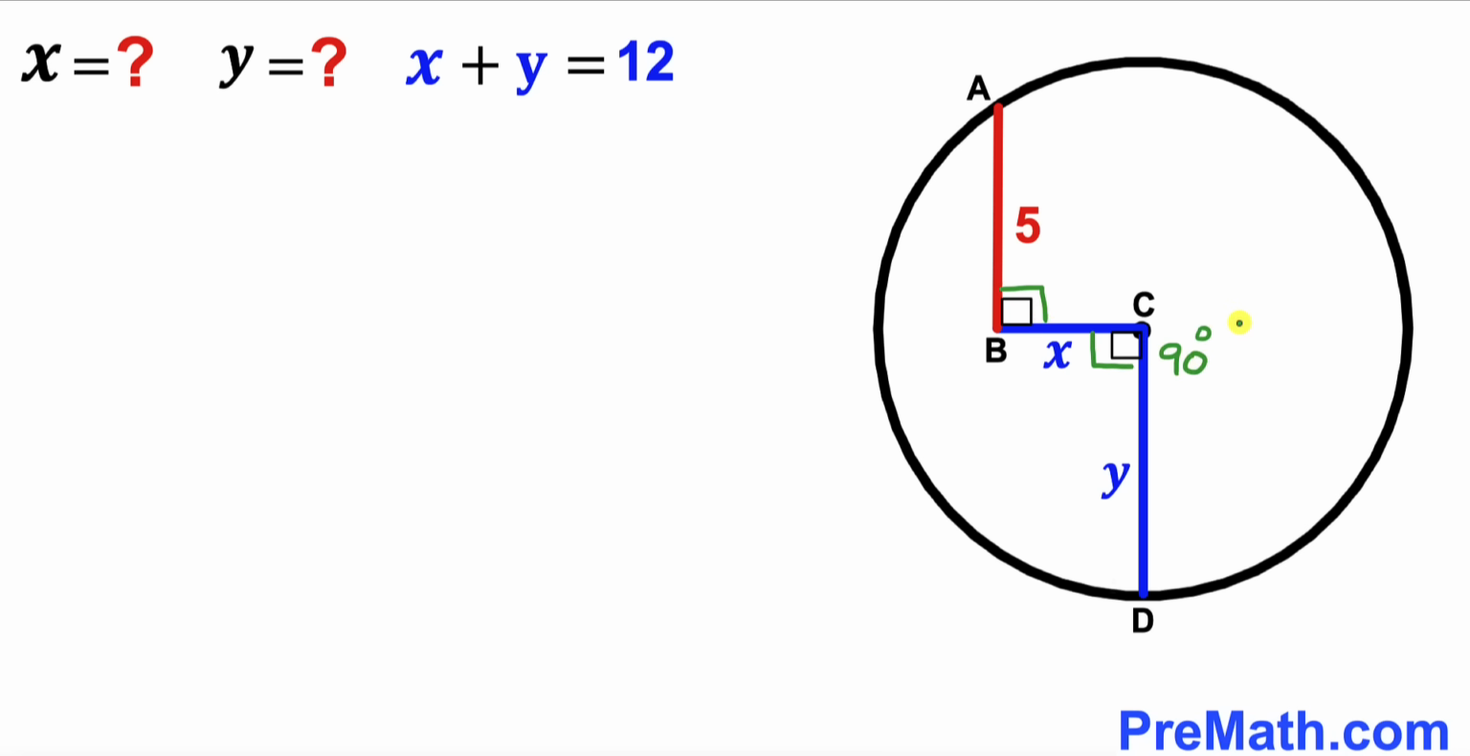As you can see in this given diagram, angles ABC and BCD are 90 degrees each. Moreover, segment AB length is 5 units, and segment BC is represented by X, whereas segment CD is represented by Y, such that X plus Y equals 12. Our task is to find the value of X and also the value of Y.